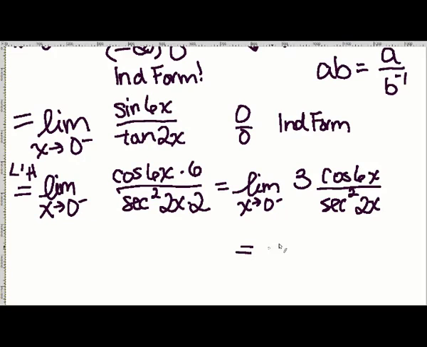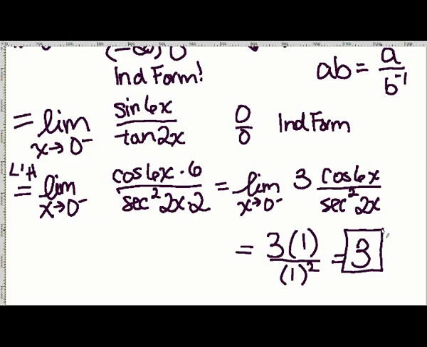Direct substitution tells us this must be 3 times the cosine of 0, which is 1, over secant of 0. Well, secant is just 1 over cosine, so it's 1 over 1, which is 1, and squared. Ultimately, our final answer is 3.